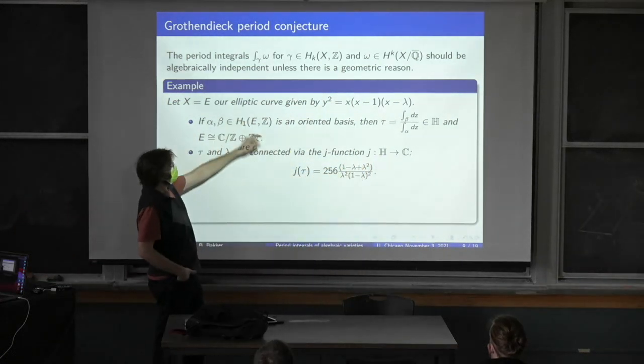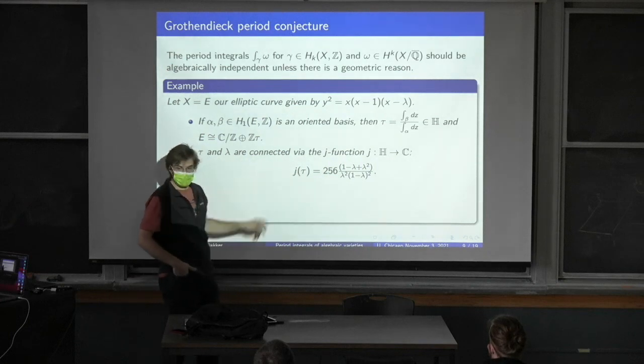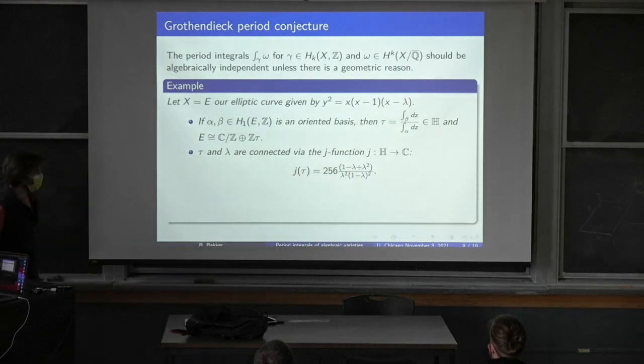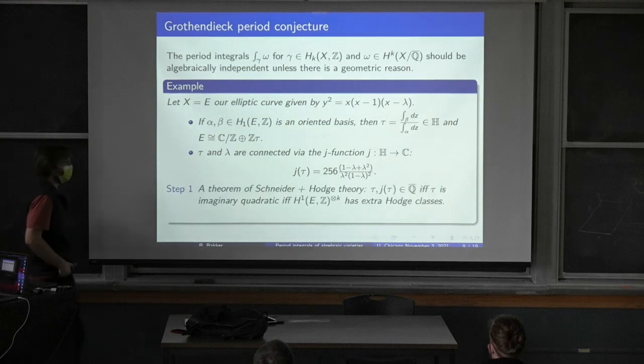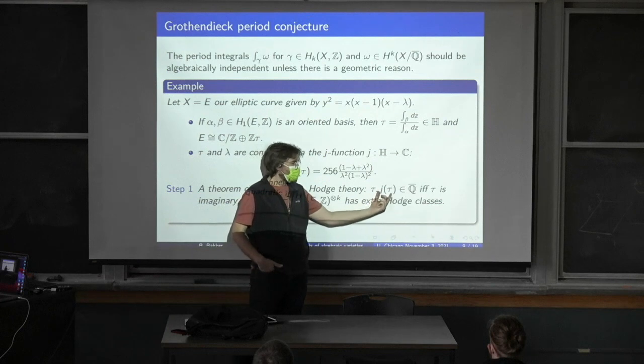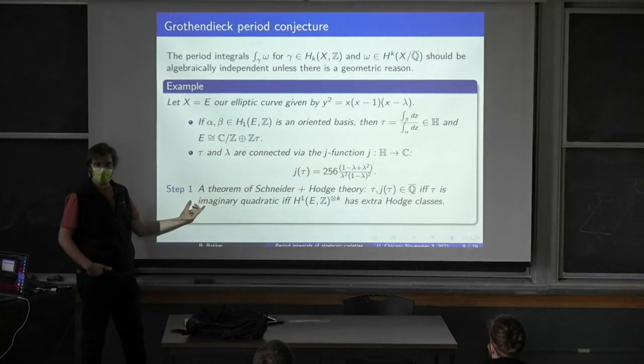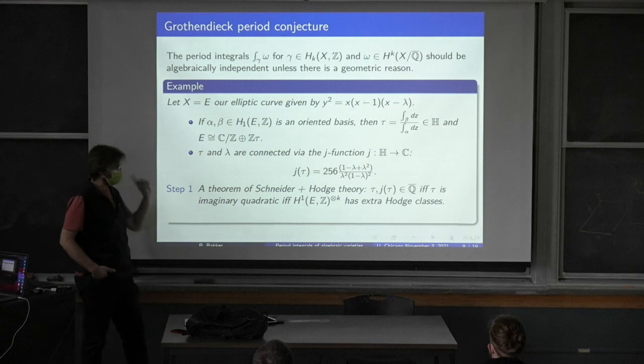You wouldn't expect there to be much relationship between the algebraicity of tau and the algebraicity of J. And in fact, you can nail down exactly when you do have such an accidental algebraicity. A theorem of Schneider says that tau and J of tau are both algebraic numbers if and only if tau is an imaginary quadratic number. That's the first statement.